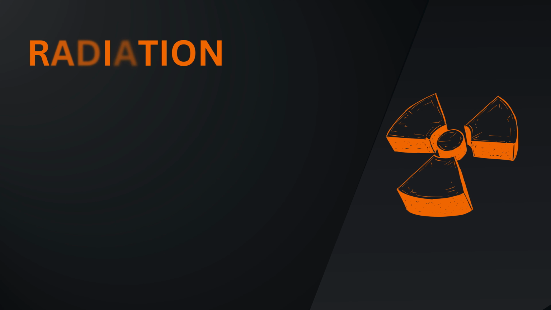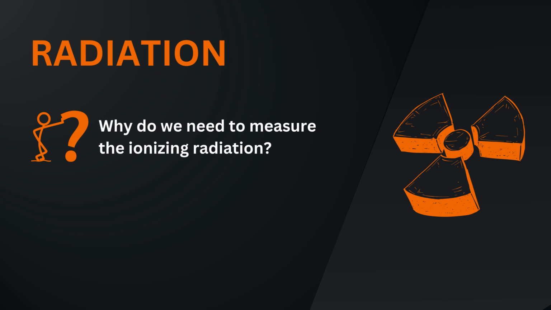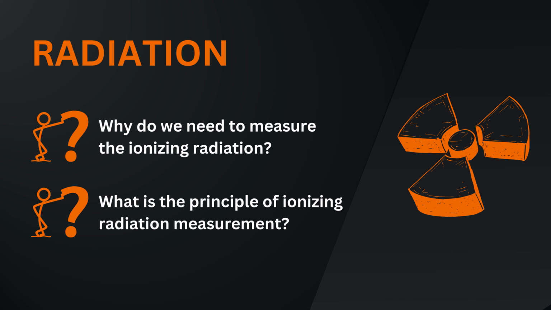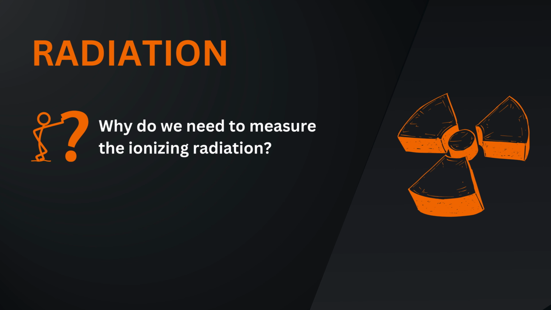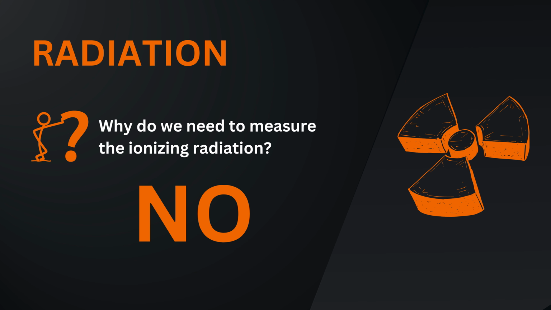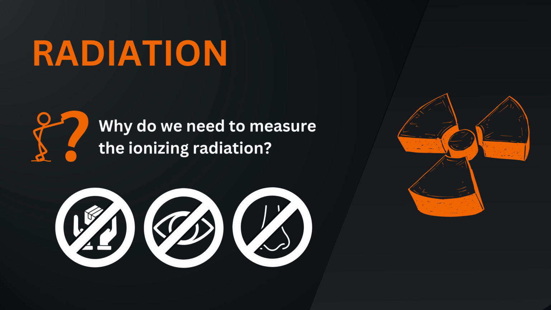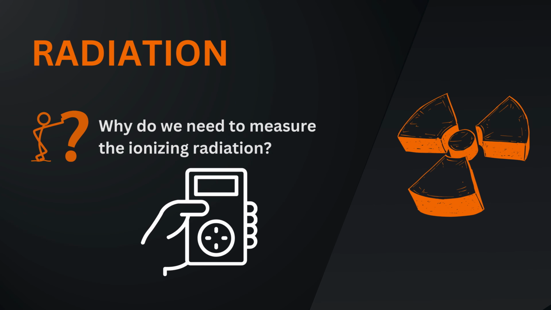First, let's ask ourselves, why do we need to measure the ionizing radiation? And what is the principle of ionizing radiation measurement? To answer the first question, let's assume that there is a radiation source beside you right now. Will you be able to recognize that? The answer is, no. The problem is that the radiation is intangible and does not have color or odor. So, as humans, we cannot detect if there is a radiation source around us or not, and we need to have some kind of assistance to be able to detect it. This assistance is in form of instrument.